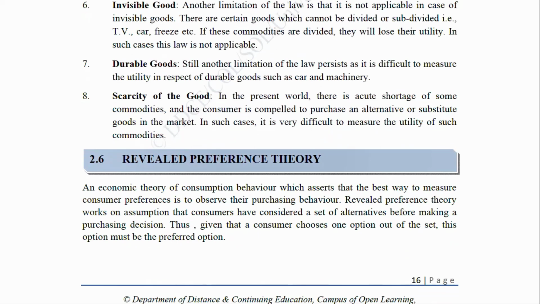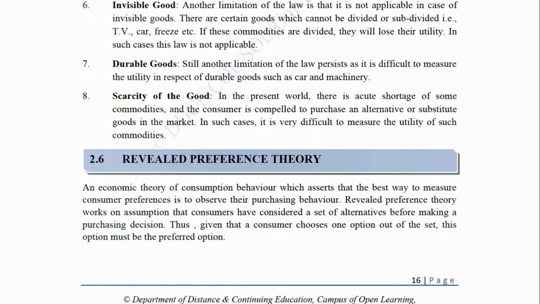Sixth, indivisible goods. Another limitation of the law is that it is not applicable in case of indivisible goods. There are certain goods which cannot be divided or subdivided, that is TV, car, fridge, etc. If these commodities are divided, they will lose their utility. In such cases, this law is not applicable.